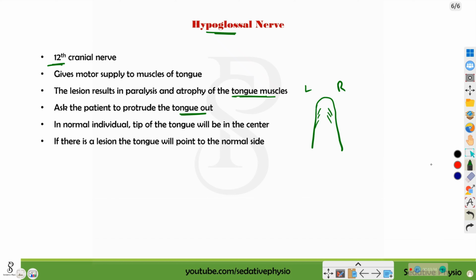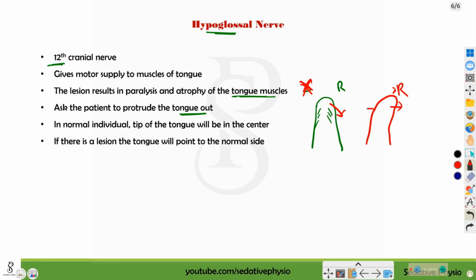But if there is any paralysis in the left one, and the left muscles are not working, then what will happen? Then only the right muscle will act, and there will be no counterbalance between these two muscles. So the right muscles will pull the tongue in this position, and ultimately the position of the tongue will be something like this. It will deviate to the right side. The tip will deviate to the right side because of the muscle pull from the right side.